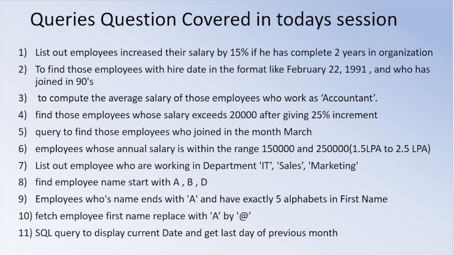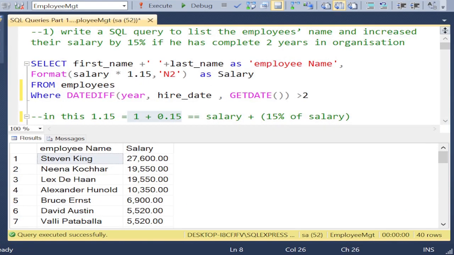Okay, so let's move to our SQL window. Our very first question is to write a SQL query to list the employee's name and increase their salary by 15% if they have completed 2 years in the organization. And the query is: select first name plus last name as employee name, salary into 1.15 as salary from employees table where date difference comparing year, hire date and current date is greater than 2.